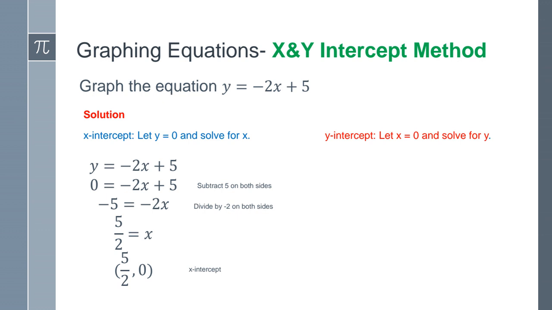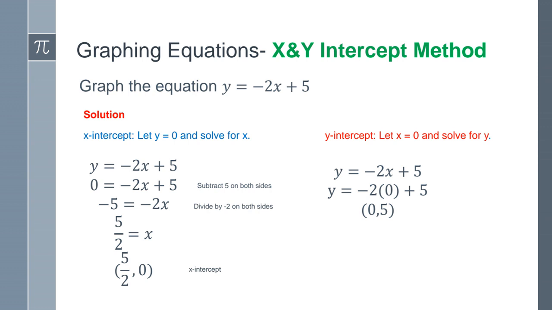Now to get our y-intercept, we're going to do the same thing, except that we're just going to replace x with 0. So when we see x, we're going to plug in the 0. So we have -2 times 0, that's 0, and 0 plus 5 is just 5. So our ordered pair is (0, 5). So this is going to be our y-intercept.